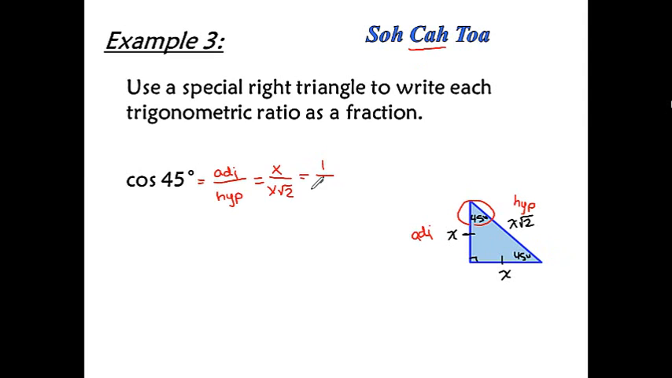That reduces to 1 over the square root of 2. And since we never keep the radical in the denominator, to rationalize the denominator, I multiply by the square root of 2 over the square root of 2, and that gives me the square root of 2 over 2.